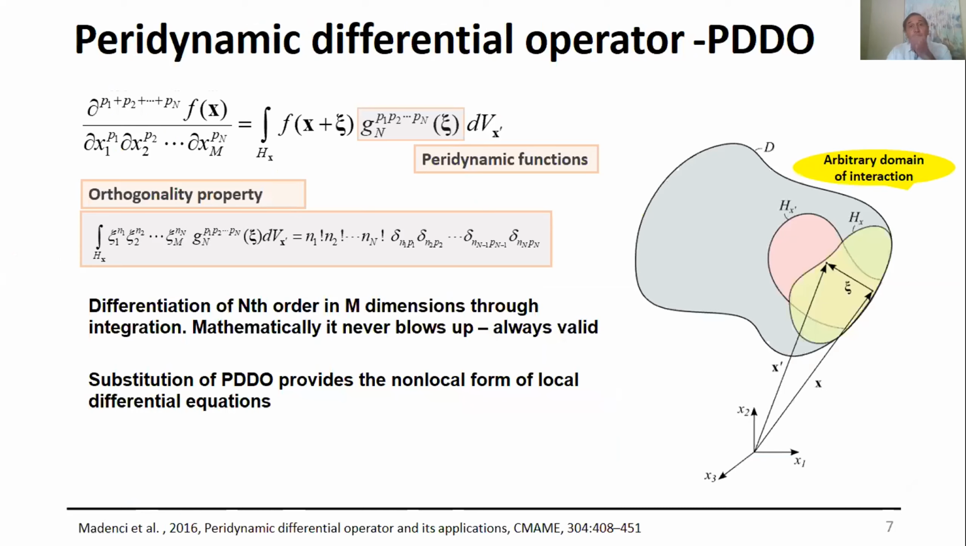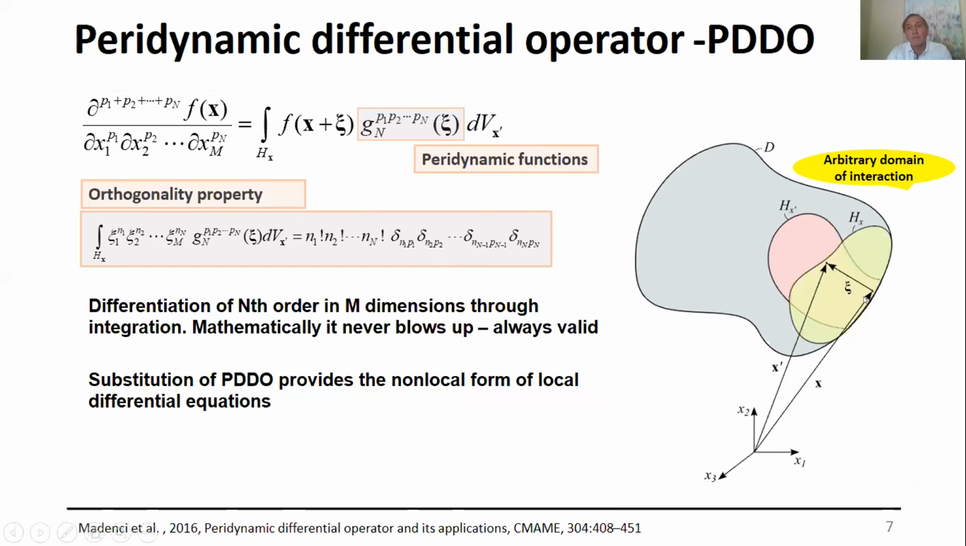So we construct the feature matrix by using the peridynamic differential operator because we need the spatial derivatives, okay? What it does for us is it allows us to obtain differentiation of nth order in m dimensions through integration. Basically, mathematically, it never blows up. And by substituting the peridynamic differential operator in local differential equations, you end up with the non-local form.